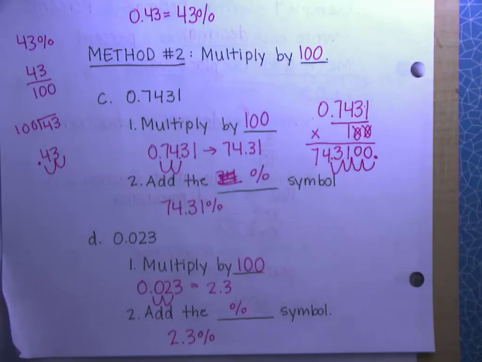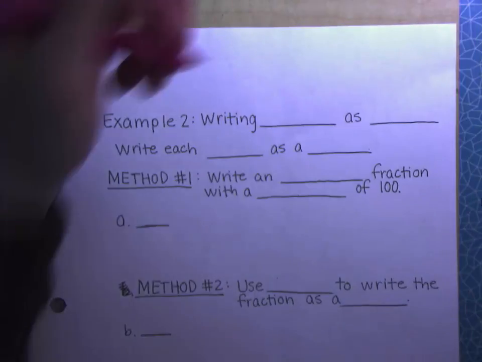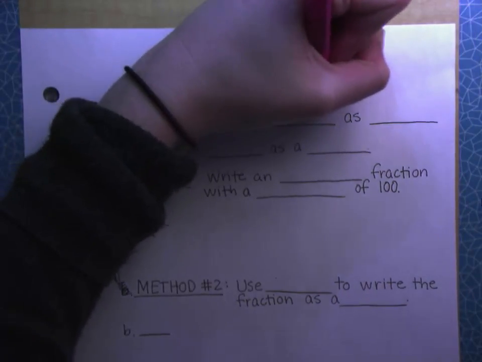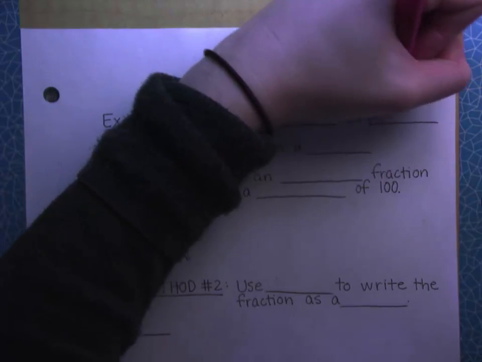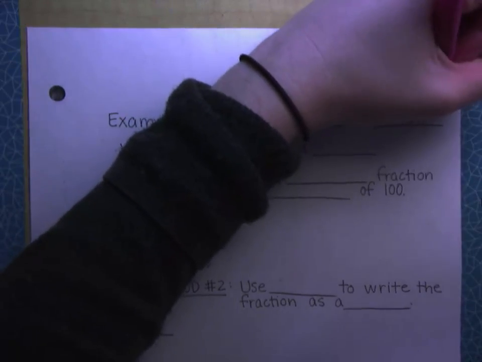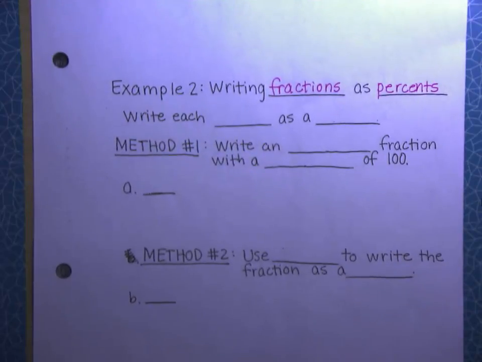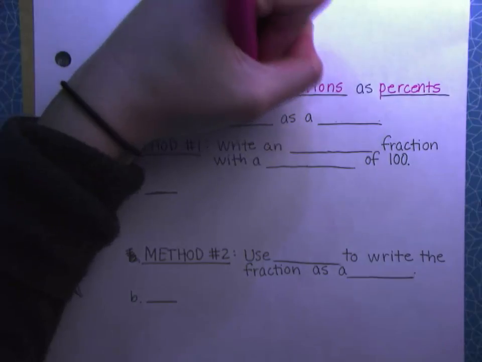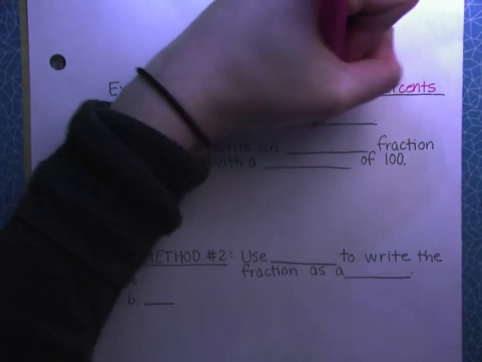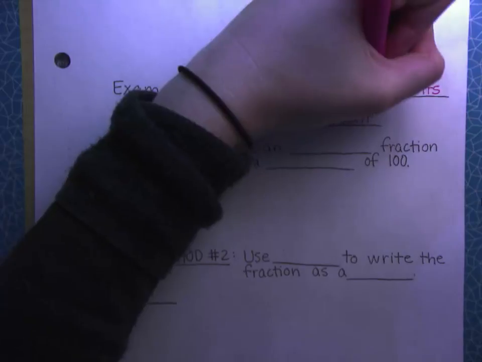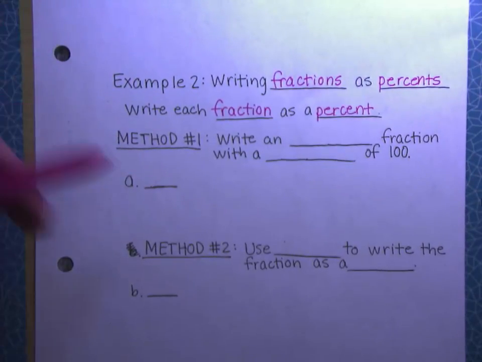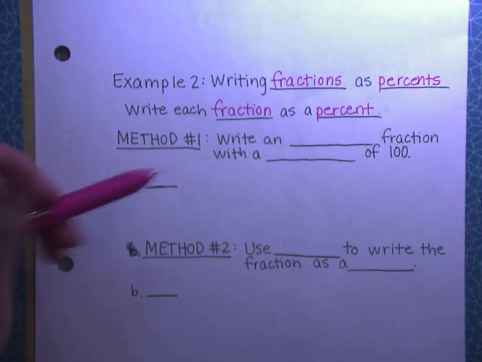All right, so the last thing we're going to do is write fractions as percents. So we just looked at writing decimals as percents. So now we're going to write fractions as percents. So your directions will tell you to write each fraction as a percent. Okay? So again, there's two methods we can use.